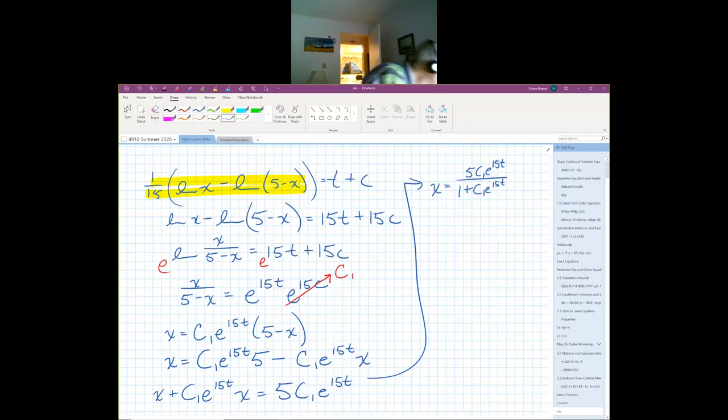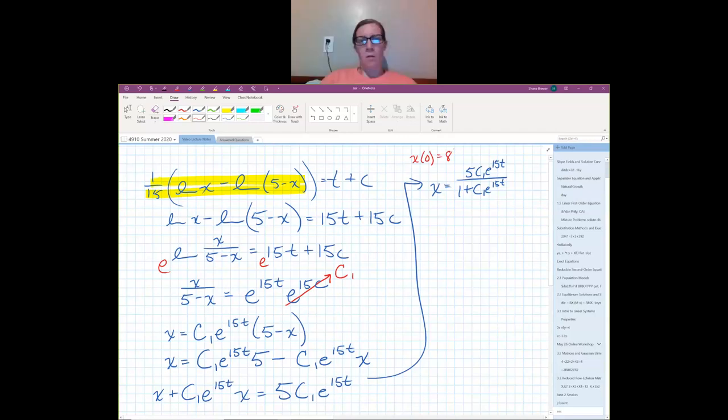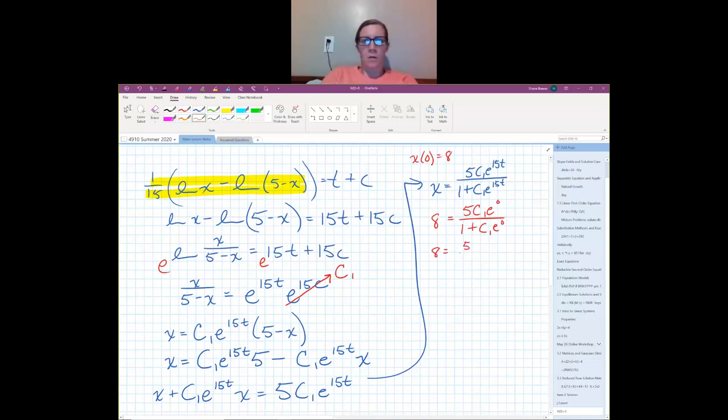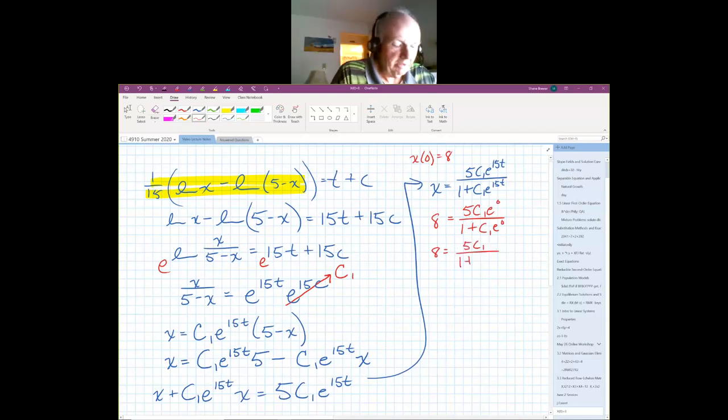Okay. And chime in if you've got questions. This was our initial condition, so we should now be able to use that to find out what C sub 1 is. We just plug in 0 for all of the t's. So it becomes e to the 0, 1 plus C sub 1 e to the 0, and that should equal 8. So we end up with 5 C sub 1 over 1 plus C sub 1, right?